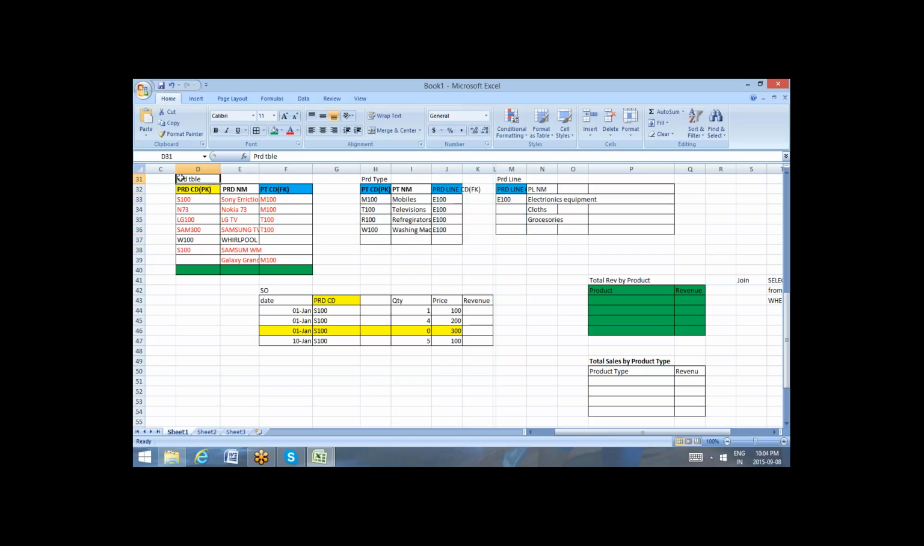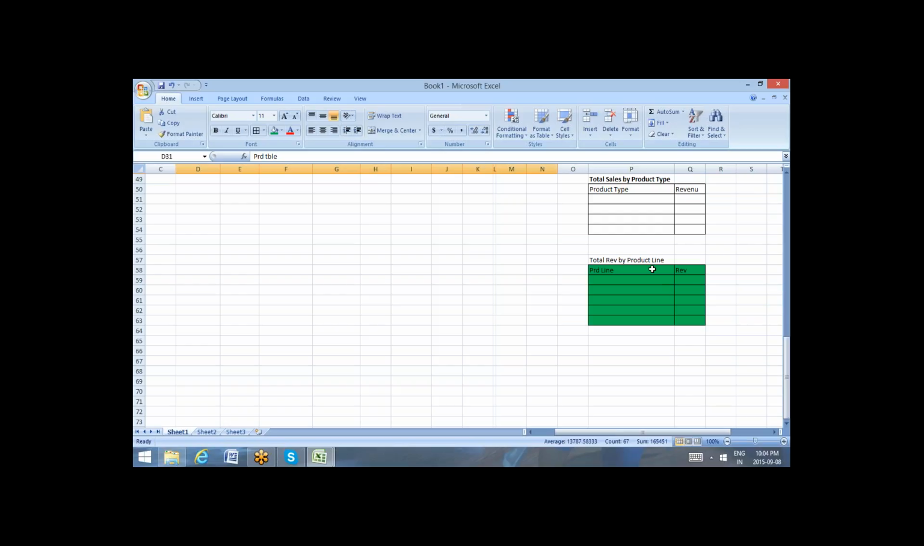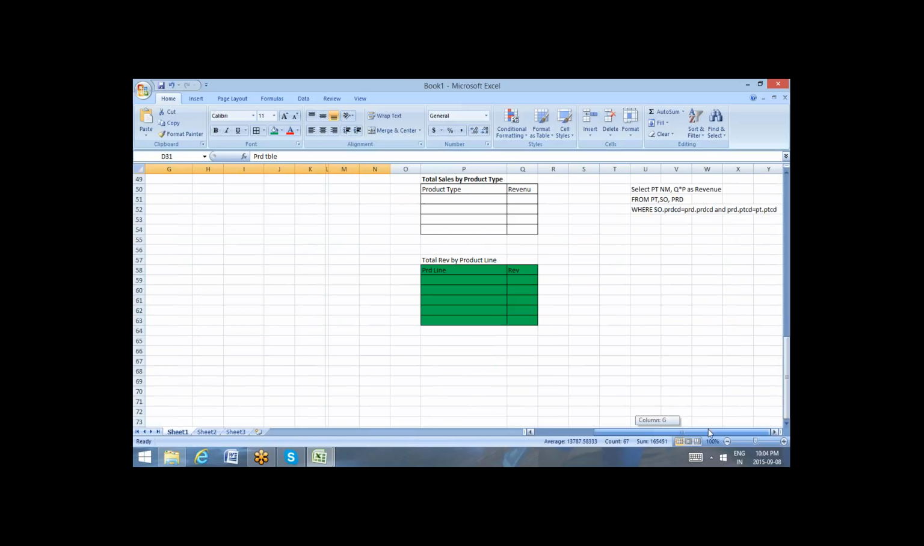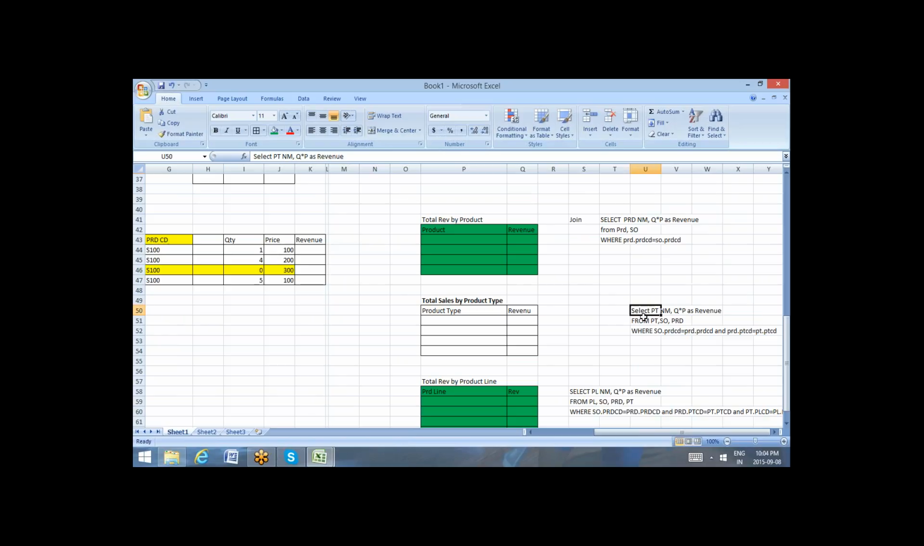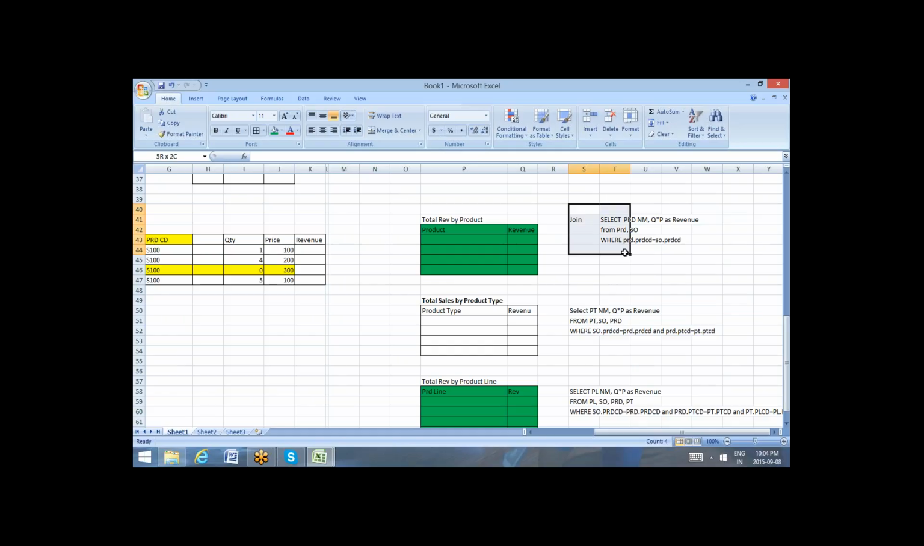So in total, these four tables need to be joined together to get the information called total revenue by product line. That means you are expected to create this SQL statement. Now if you see what is the difference between this SQL statement and this SQL statement, it contains a greater number of joins: no single join, here two joins, here three joins. So the difference between this SQL statement and this SQL statement is that it contains more joins.